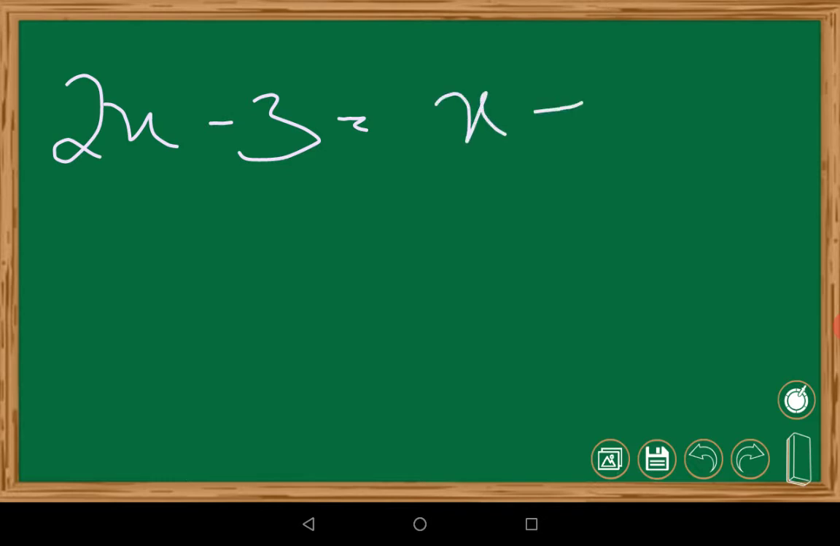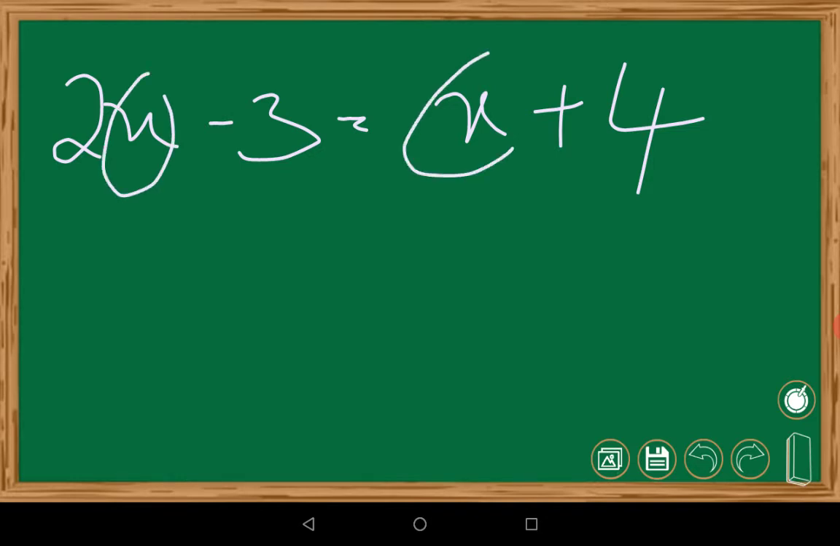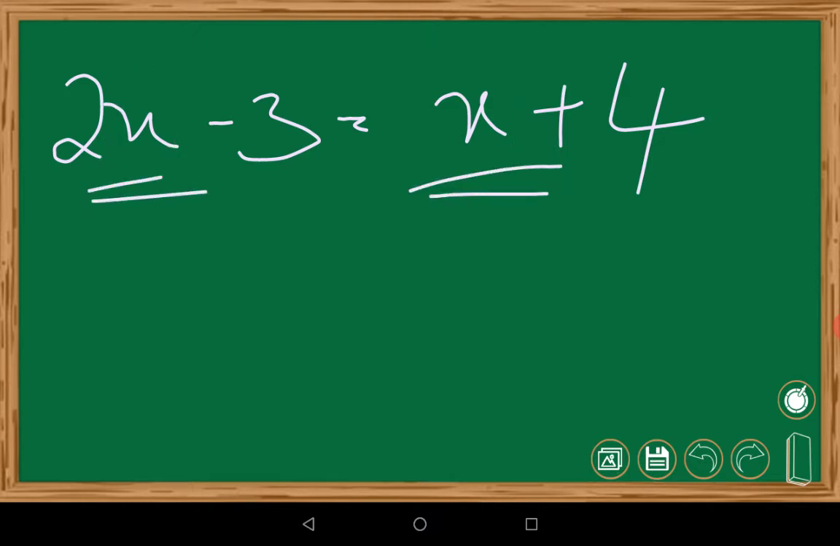We'll learn. First, let's take an example so that it makes it easier. 2x minus 3 is equal to x plus 4. Say my equation is something like this. Here one variable is there, here one variable is there, but in 8th class we are going to study only one same variable, no different variables. So keep that in mind. Now let's get started.